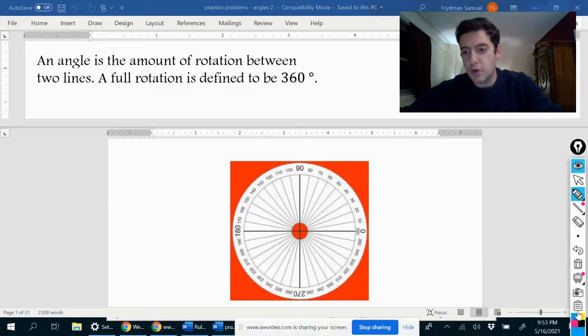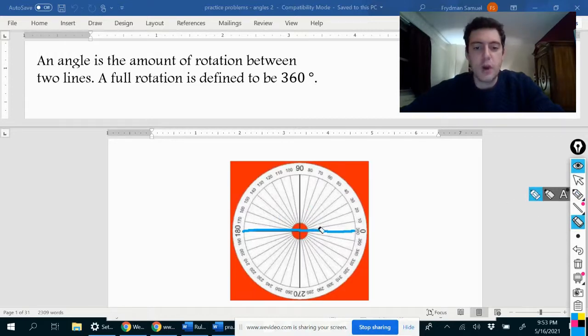So take a look at this picture over here. If I draw a line over here as my first line, then a full rotation would be defined to be 360 degrees. You can see that there's a little 360 over there. And that means half a rotation. So from here around to here would be 180 degrees. You can see there's 180 right over there. So a full rotation is 360, half of 360 is 180. So if we just went over to here, that would be 180 degrees.